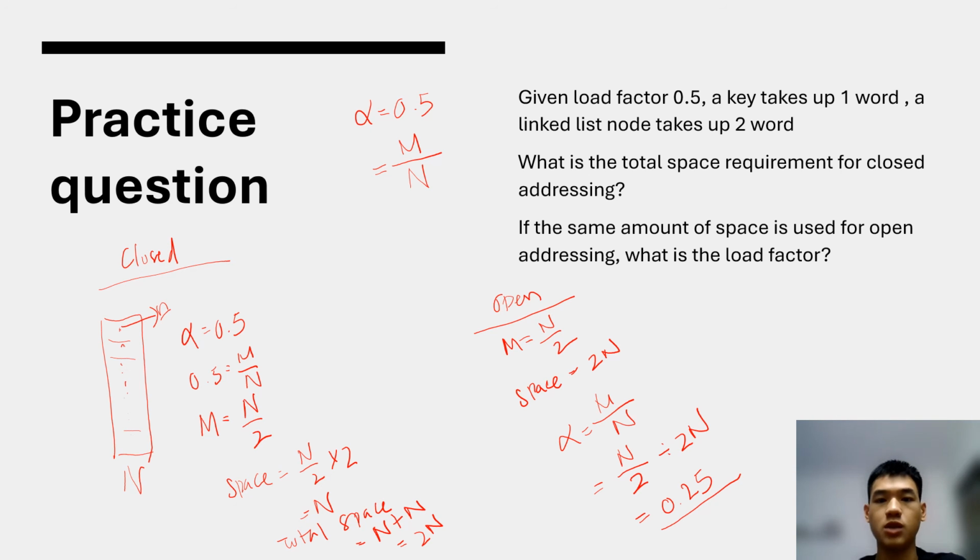You can repeat this process for other load factors as well. And if I'm not wrong, if you increase the load factor from 0.5, 1, and so on, you will start to realize that the open addressing alpha starts to increase.